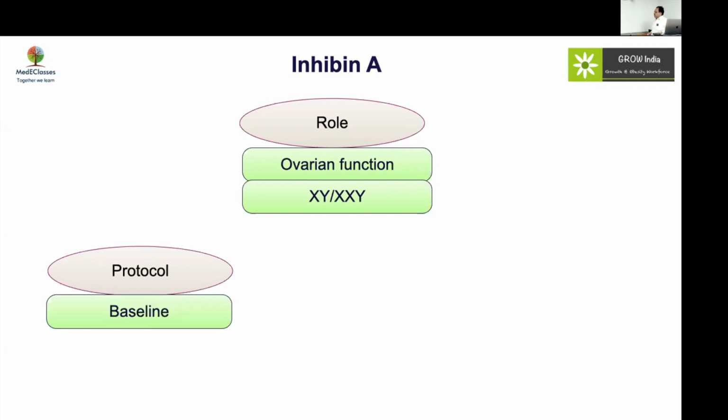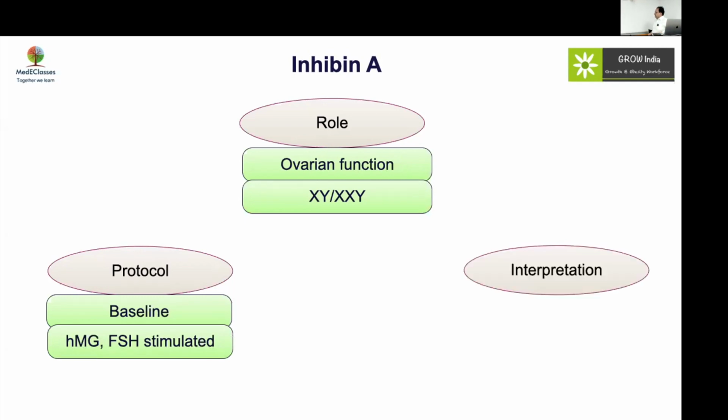In that case, you can do a baseline and an HMG-stimulated inhibin A, and if inhibin A is detectable, this is ovarian tissue. So these are two distinct situations. You're talking about testicular tissue in an XX individual. Very important because it will cause virilization, and gonadectomy may be required if the situation is like that. And ovarian tissue in an XY individual, because then you have to remove it.